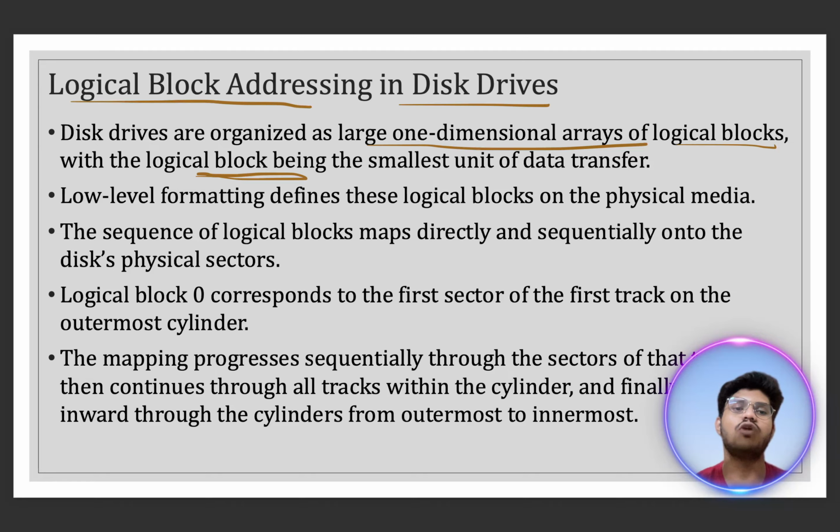Coming to formatting, there are basically two kinds: one is low level and one is high level, which we'll see later. Low level formatting decides how the logical blocks are laid out on the physical media, that is, how many sectors will form one block. Similarly, high level formatting refers to the partition of the disk, which we'll see later. Logical block 0 corresponds to the first sector of the first track of the outermost cylinder. In this way you have block 0, block 1, block 2, and you can define an array of logical blocks within a disk.